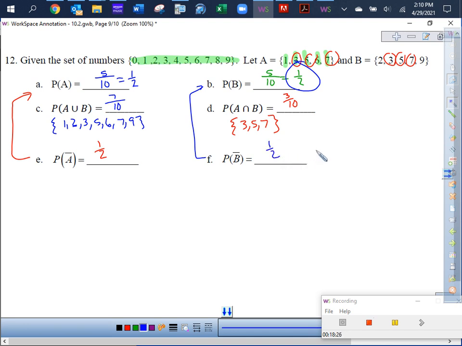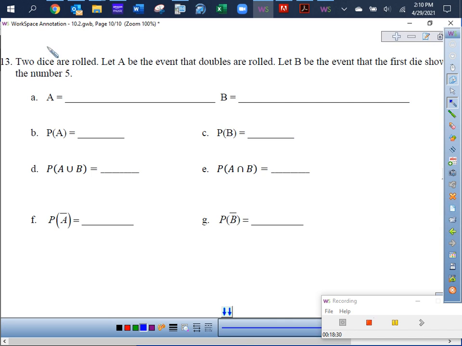So, interesting. One last one, baby. 2 dice are rolled. Yes, love rolling dice.